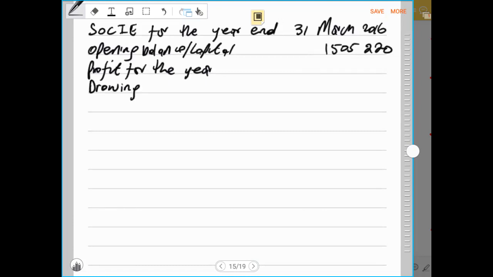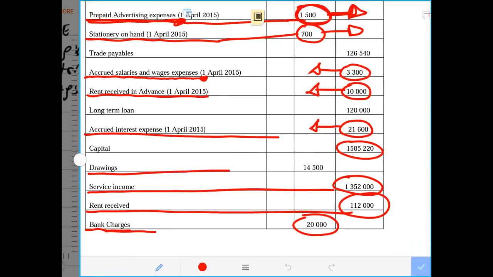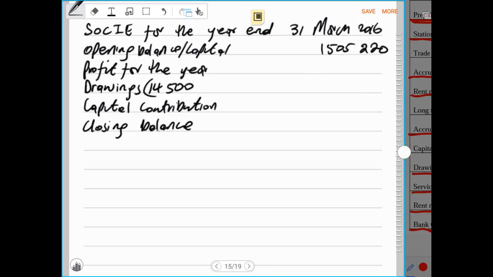Then if there are drawings, we have to record our drawings, and our drawings are given already in the trial balance. The amount of drawings there is 14,500, and we open brackets and record 14,500 rands as the amount of drawings. Then after, if there is capital contribution during the year, that will be recorded too. So now we have capital contribution during the year. Then after, we'll get to the closing balance of the statement. The closing balance will be here, and it will be transferred to the statement of financial position.